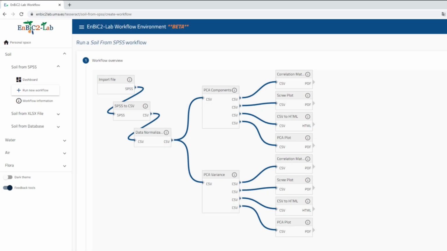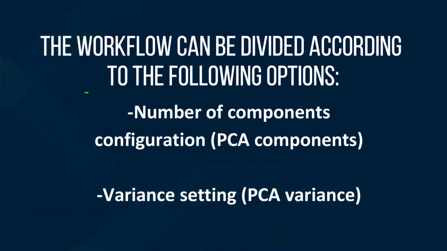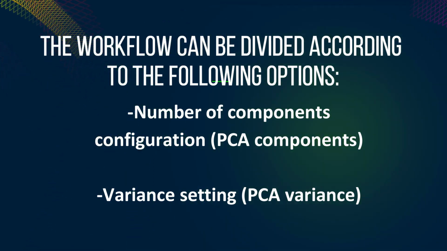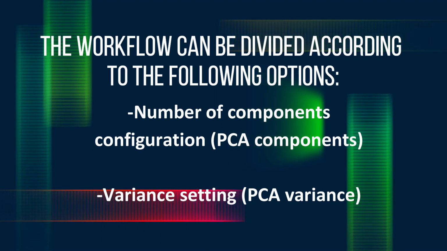The second component will get the SPSS file from the first one as an input, and will convert it into a CSV file. Conversely, the third one carries out a standardization process and turns it into a new output, which will be sent to calculate the PCA analysis. The PCA analysis works according to the number of components that the user specifies, but also according to the established variance, which will set the best number of PCA components.